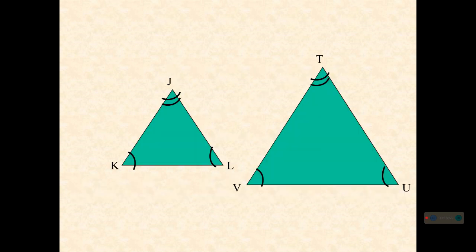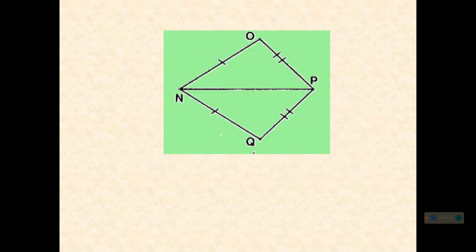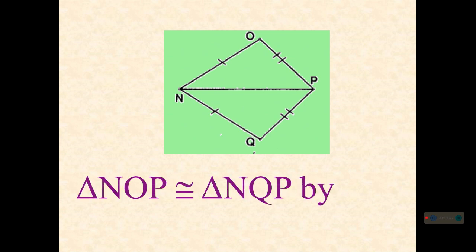Next, number 9. This is not possible. Again, there is no AAA congruence postulate. And for the last question, what is your answer here? Triangle NOP is congruent to triangle NQP by what congruence postulate? Yes, using the SSS. Why? Because we have to use the reflexive property.